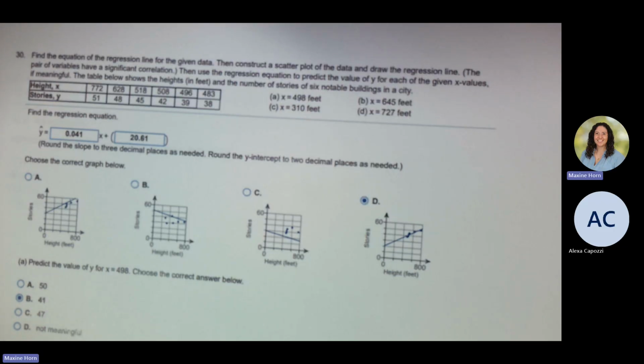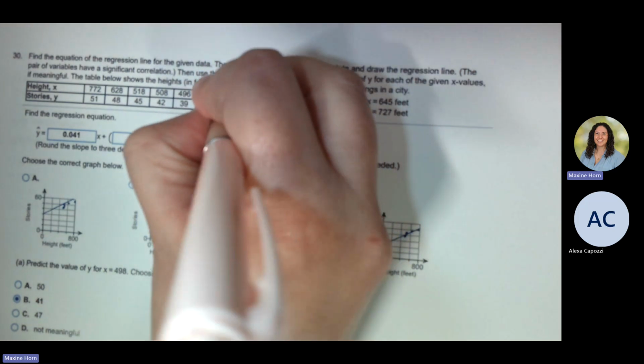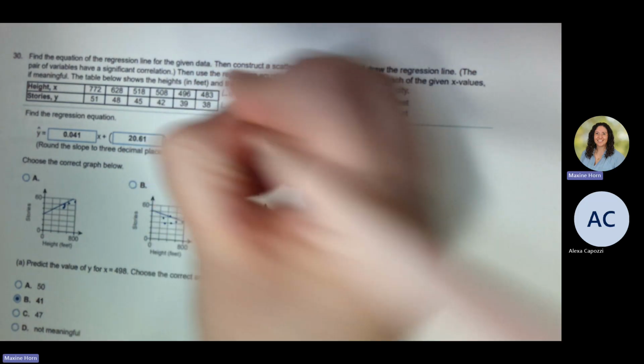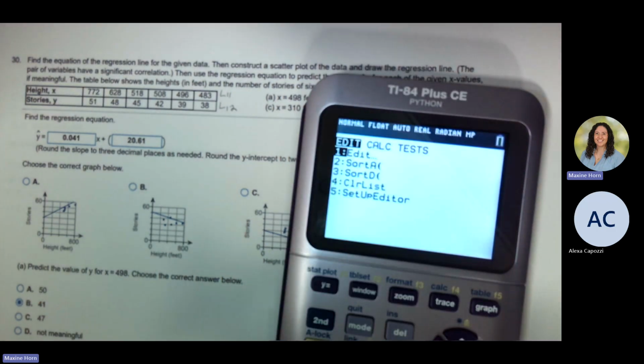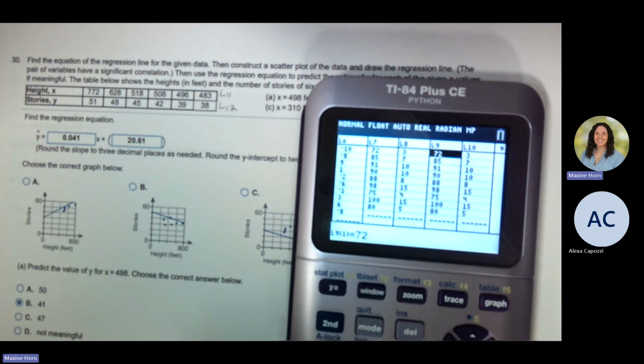Find the equation of the regression line for the given data. Okay. So again, we're going to go into stat and edit, and we're going to plug all of those in. So let's see, I've got in my notes here, L11 and L12, but for you guys, it's going to be L1 and L2. For me, it's L11 and L12. So you go stat, edit, and you plug into whichever list you want. I have 11 and 12.